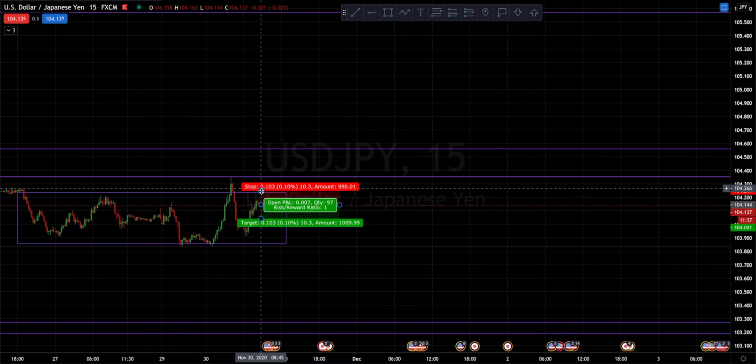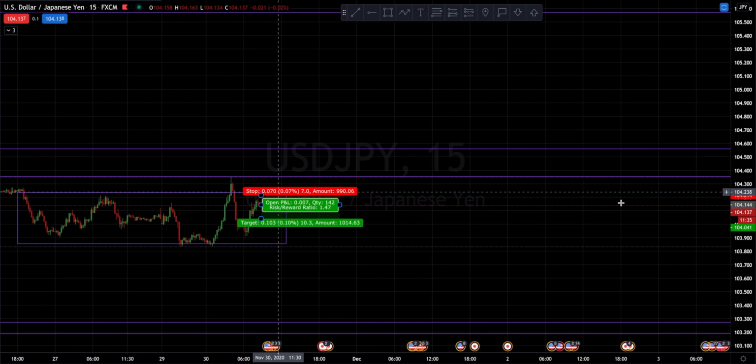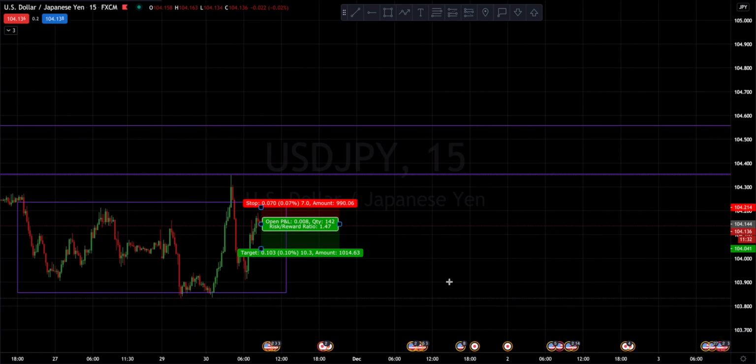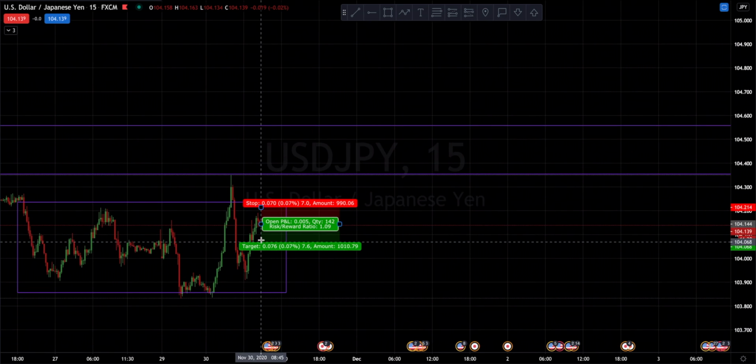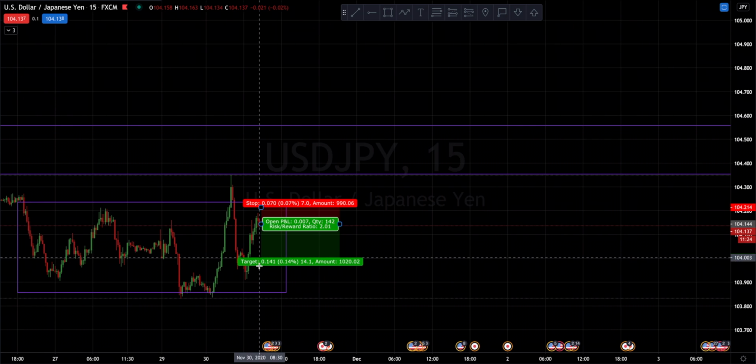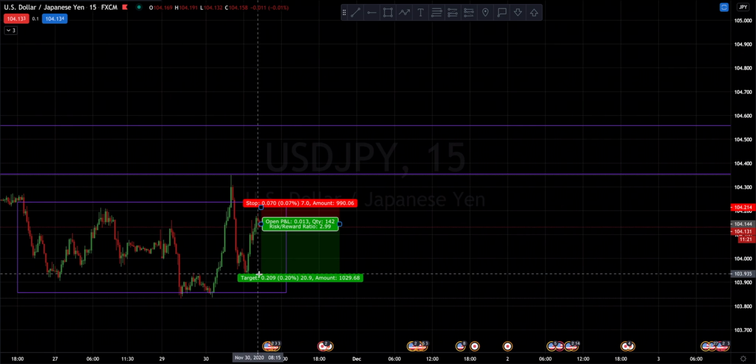Put something like this, your stop loss will be just above the previous wick, and then we target this right here. We could always do 1-to-1, secure your profits, and then we can extend it, even go all the way down here to the previous lows right here.